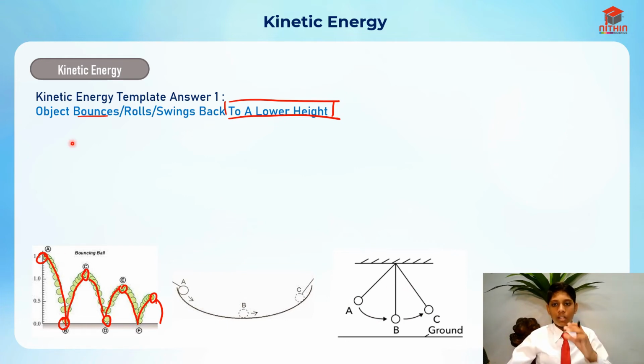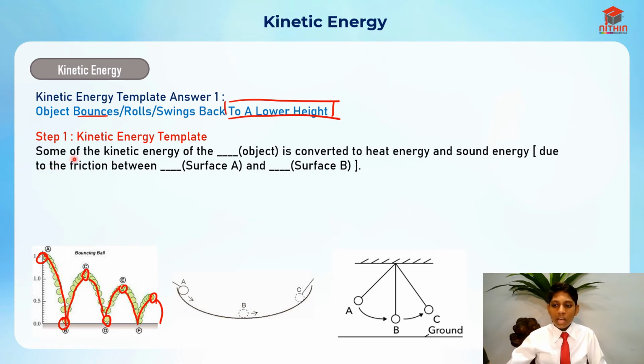Now let's take a look at the template answer. Step 1, we need to write down the kinetic energy template answer, which is basically some of the kinetic energy of the object is converted to heat energy and sound energy due to the friction between surface A and surface B. So if the ball is bouncing, the friction between the ball and the ground causes heat and sound.